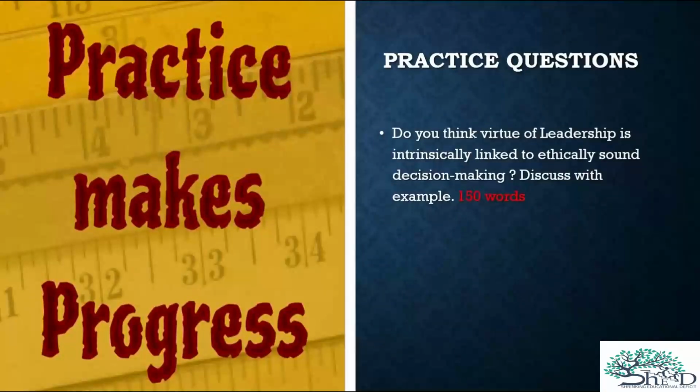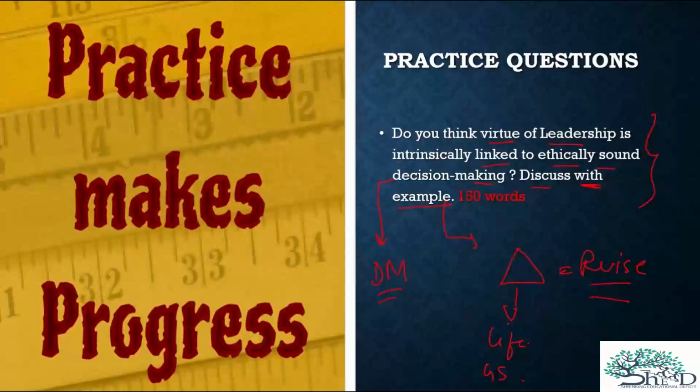Coming to the practice question, please try to write this. Do you think virtue of leadership is intrinsically linked to ethically sound decision making? This should be quite easy, because I have already told you how decision making works, and I've used it extensively. Discuss with examples. Here I have not asked you to include your own life, so I think this might be pretty easy. Please write it, think about it from the ethical prism, and revise it. Try to link things with your life and with GS. Please revise and write. We will discuss the model answer in the next lecture.